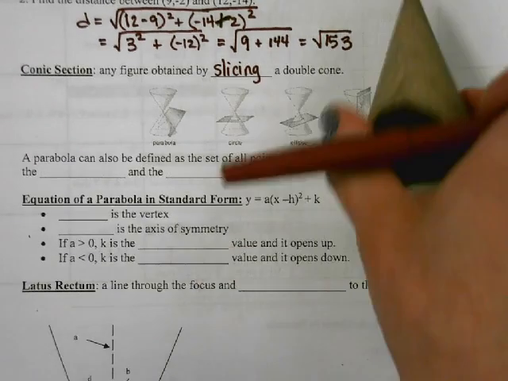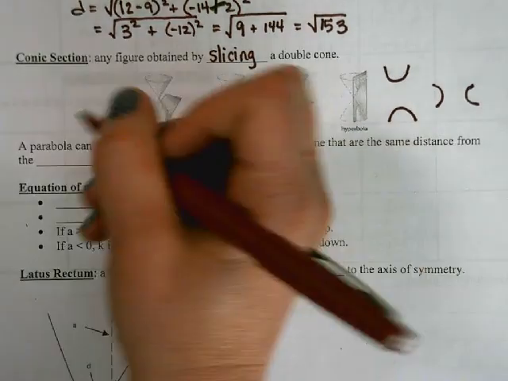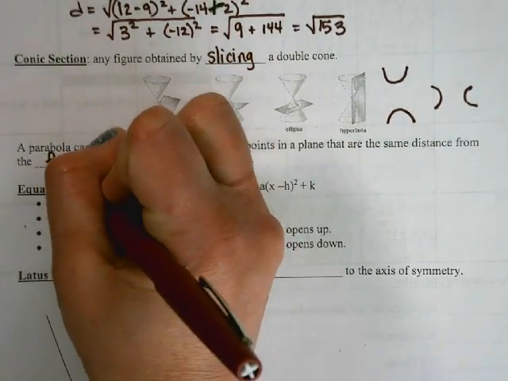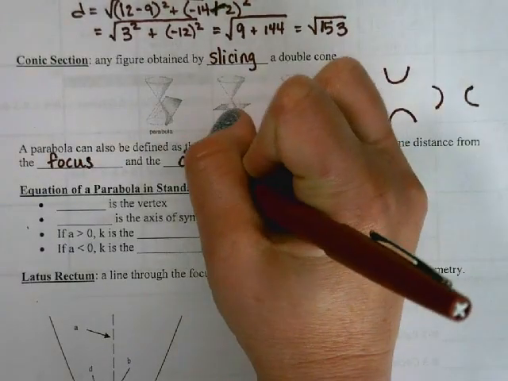So let's today just talk about a parabola. A parabola can also be defined as the set of all points in a plane that are the same distance from a point called the focus and a line called the directrix.